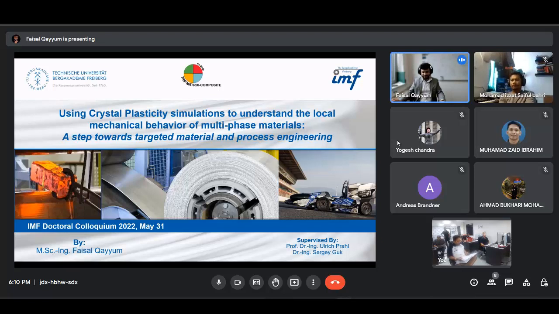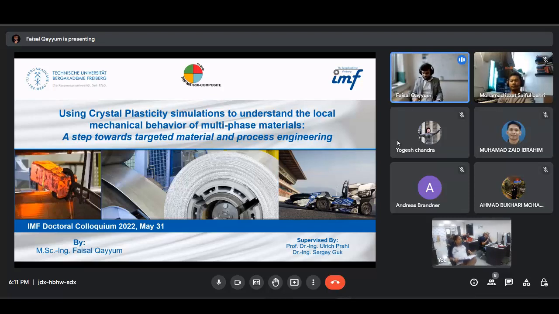I am a PhD student working on crystal plasticity for quite some time now, since 2017. Today I'm talking about crystal plasticity simulations to understand the local mechanical behavior of multiphase materials, and how these simulations are being used for targeted material and process engineering.